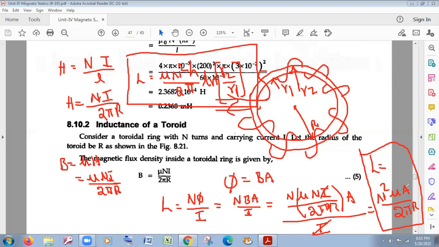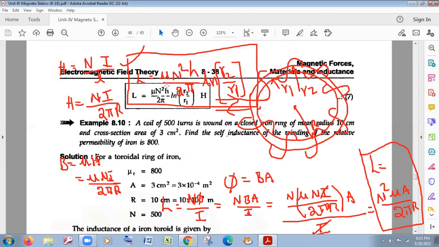Otherwise, L is equal to N square mu A by 2 pi R. Both are the same idea. If you are given the inner radius and outer radius to find the inductance of the toroid, we can use this formula: L is equal to mu N square H by 2 pi into ln of R2 by R1. If they give only the area and the capital R, the radius, you can use N square mu A by 2 pi R. Got it, my dear students? We got the same inductance here, L is equal to mu N square H by 2 pi ln of R2 by R1. Got it, my students?